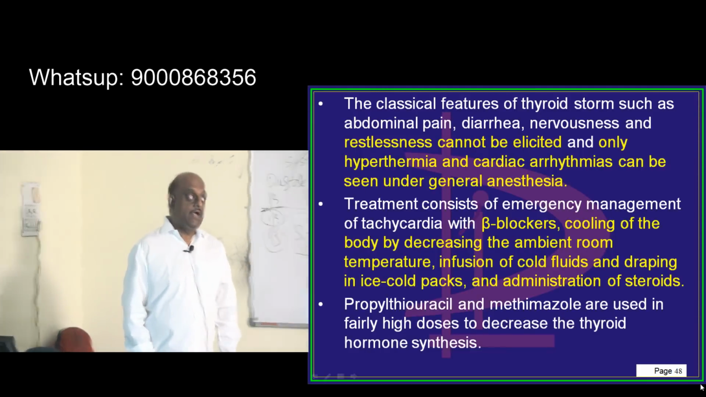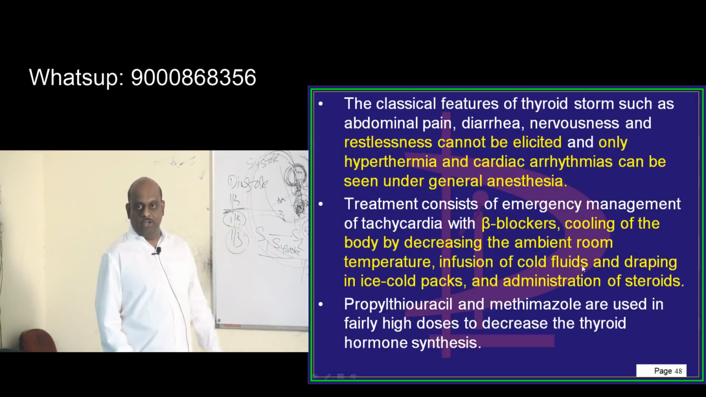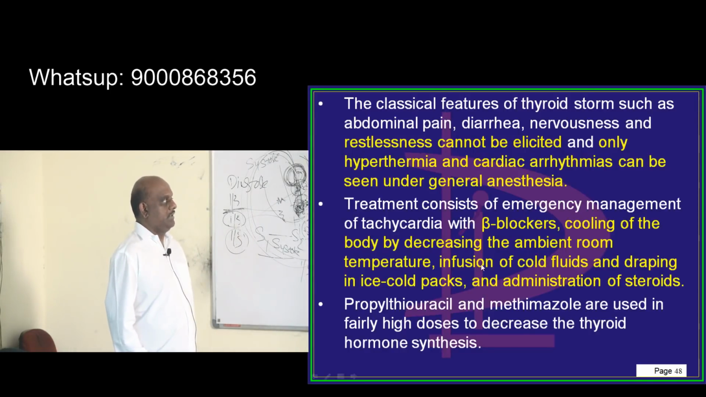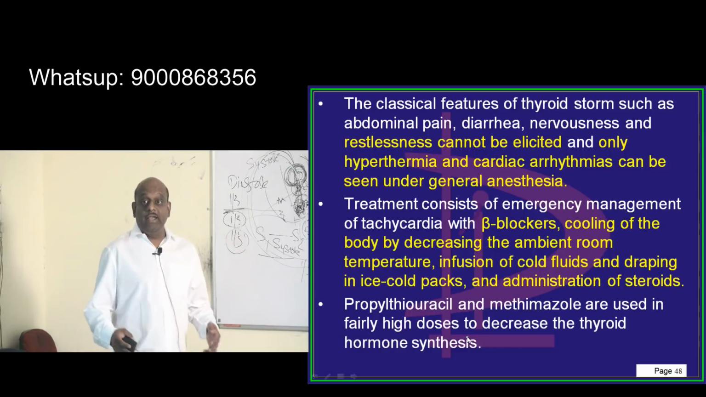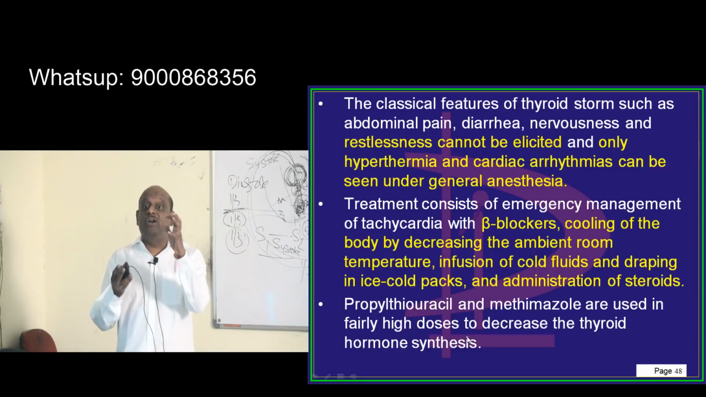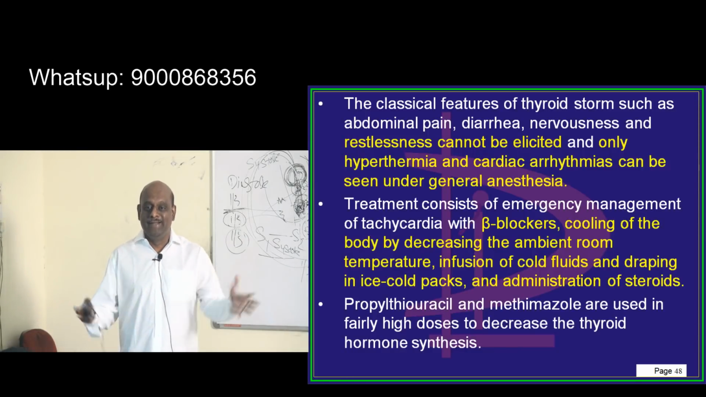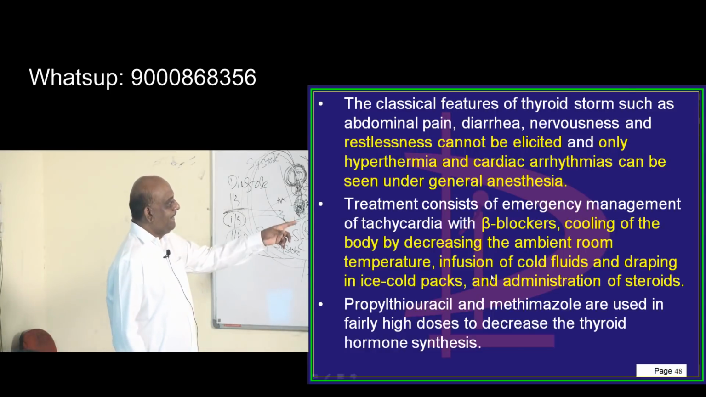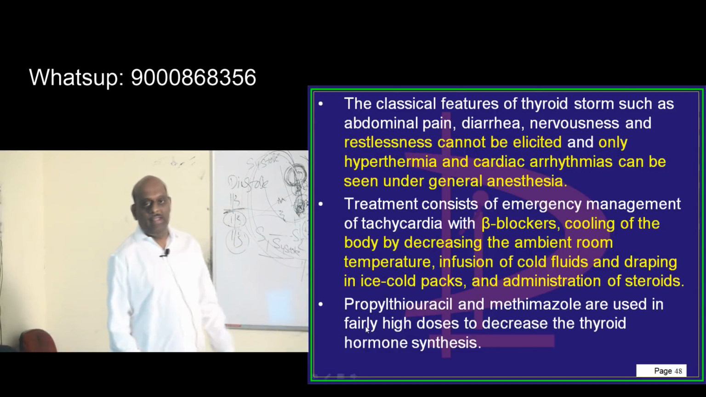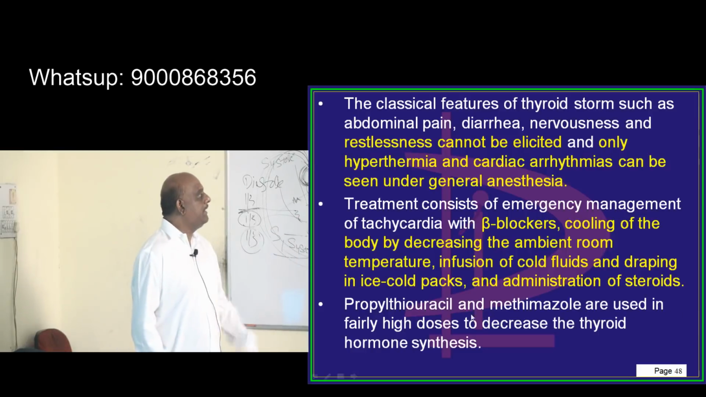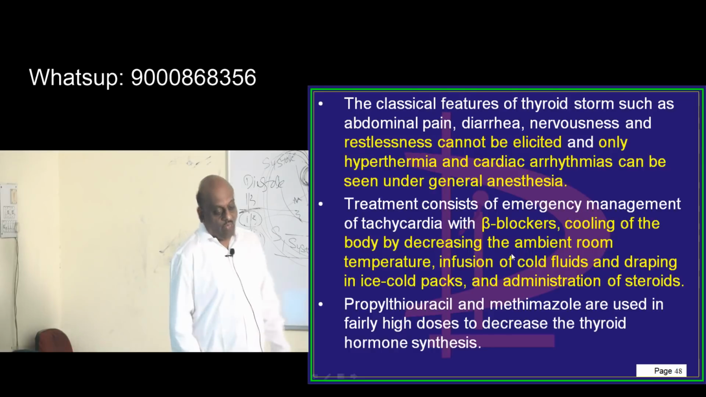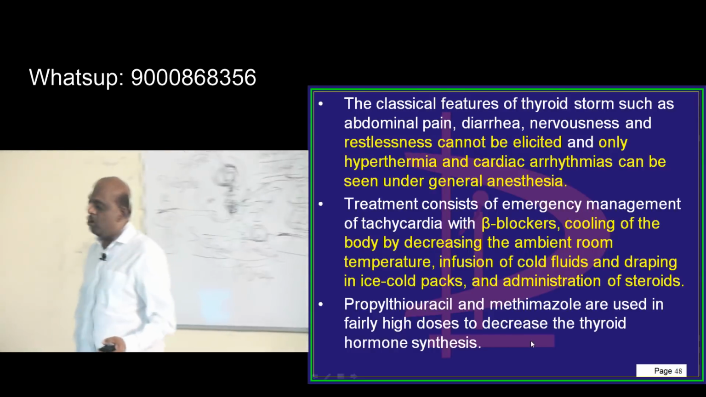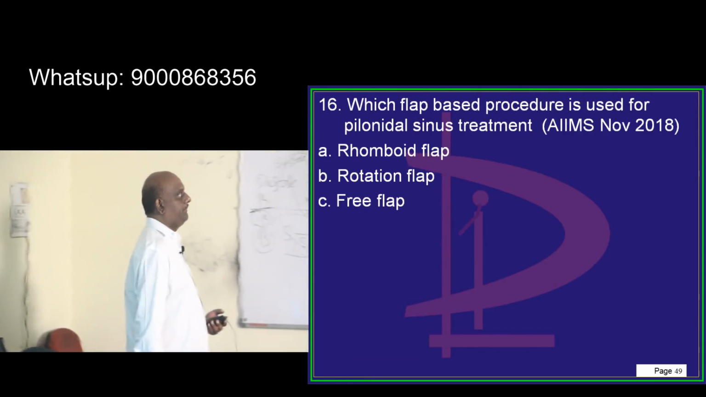So how do you manage thyroid storm? Intraoperatively, emergently you have to use beta blockers. Then you need to decrease the ambient room temperature of the OT. Only thing is, you should not be a surgeon who will suffer Raynaud's phenomenon because of the coldness of the operation theatre. You have to infuse cold fluids, and draping in ice cold packs and administration of steroids are considered to be the ones with which you will manage an intraoperative thyroid storm.